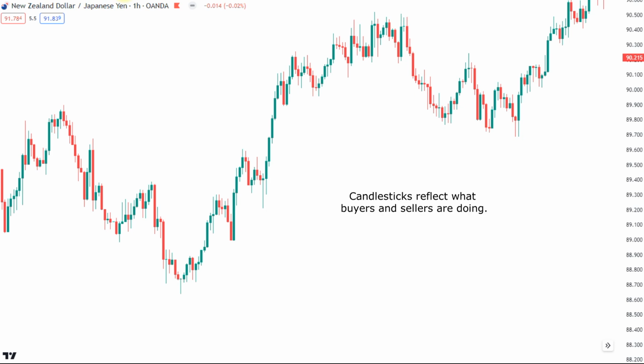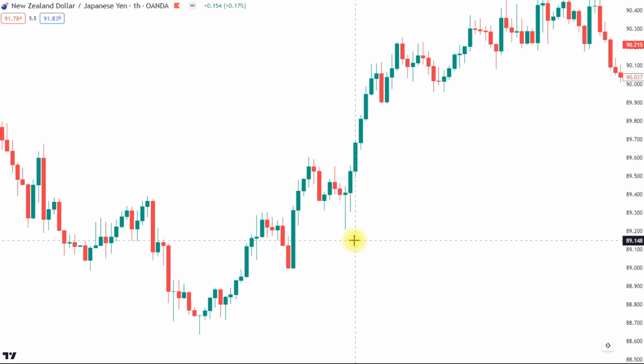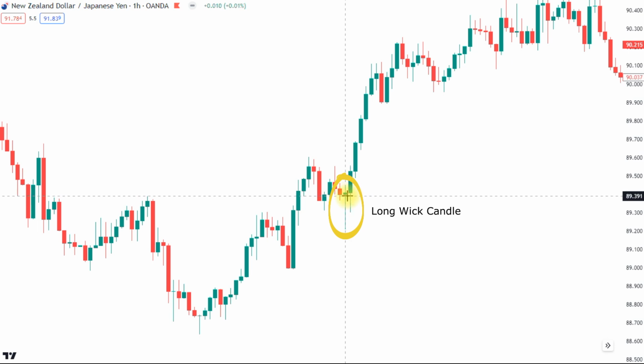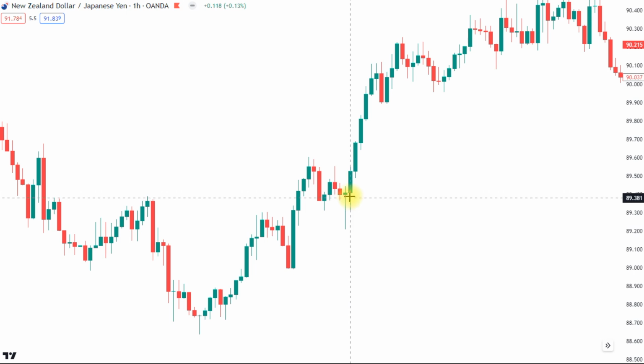Candlesticks reflect what buyers and sellers are doing. They tell us what is going on in the market in terms of buying and selling. So the first one we're going to take a look at is this beautiful long wick candle. You see the candle has a really small body but a really long wick. But what does this candle tell us? We see that the sellers tried to push the market lower, but they failed since the candle's closing price is far higher than the low of the wick.